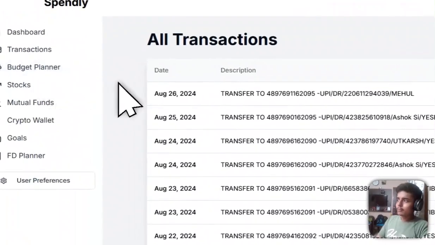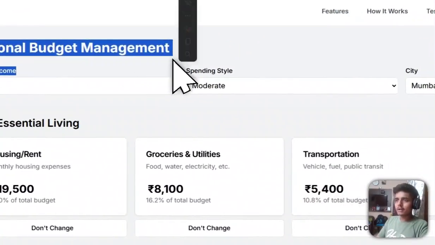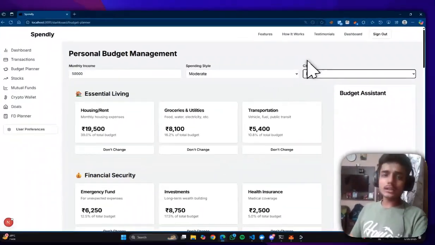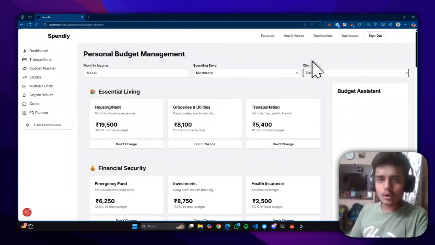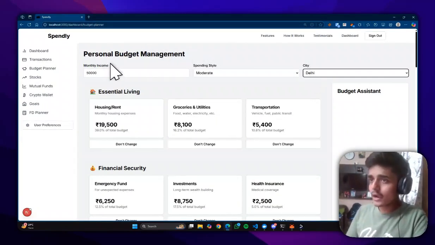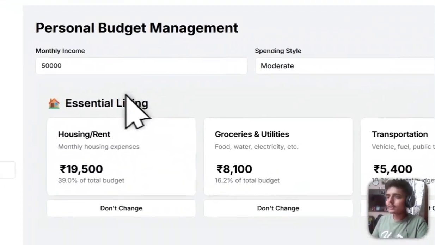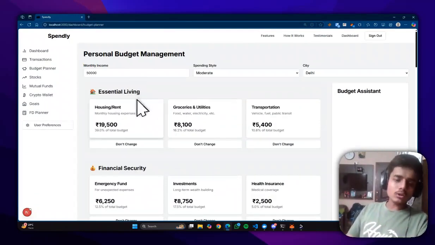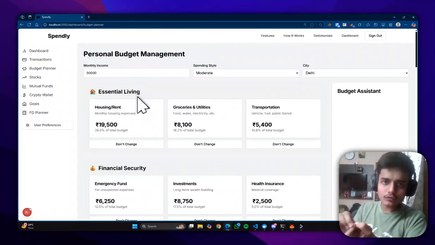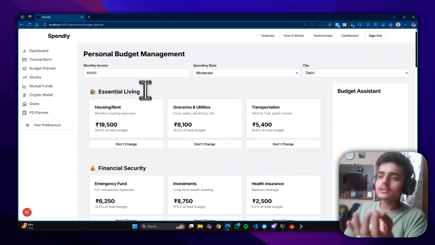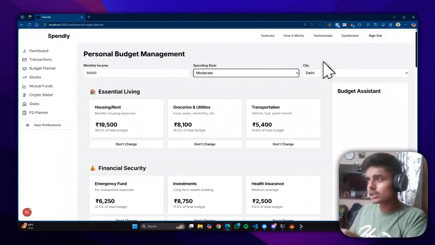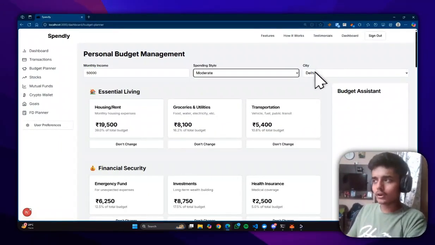Coming on to the primary feature of this project, our personal budgeting management. Over here, we are automatically detecting the city of the user according to the latitude and longitude, which you can also manipulate if you want to customize the budget. Along with it, the basic distribution of the budget is being done on four factors: the current balance of your bank, which we are extracting from the bank transcripts; second, your monthly income; third, your spending style; and fourth, the metro city you are living in, which we are extracting from the latitude and longitude.